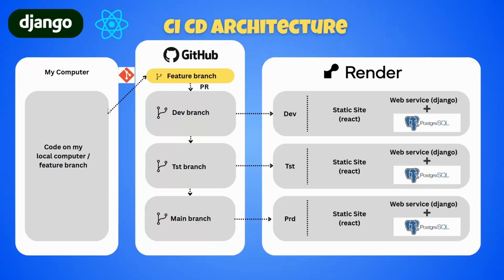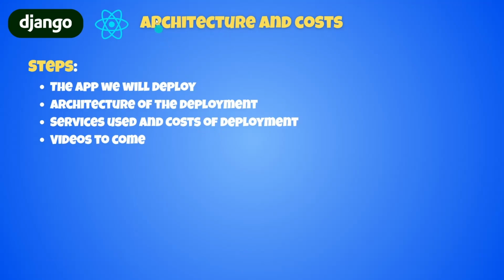In this brand new series, we're going to be deploying a Django and React application on Render, including CI/CD. In this first video, I will briefly discuss the architecture and the costs of this deployment, and we will follow the following steps. First, I'm going to show you the app that we will be deploying. Next, we'll cover the architecture of the deployment and all of the services that we will use and the associated costs. And as the last step, I will show you what this series looks like in the next videos on the planning.